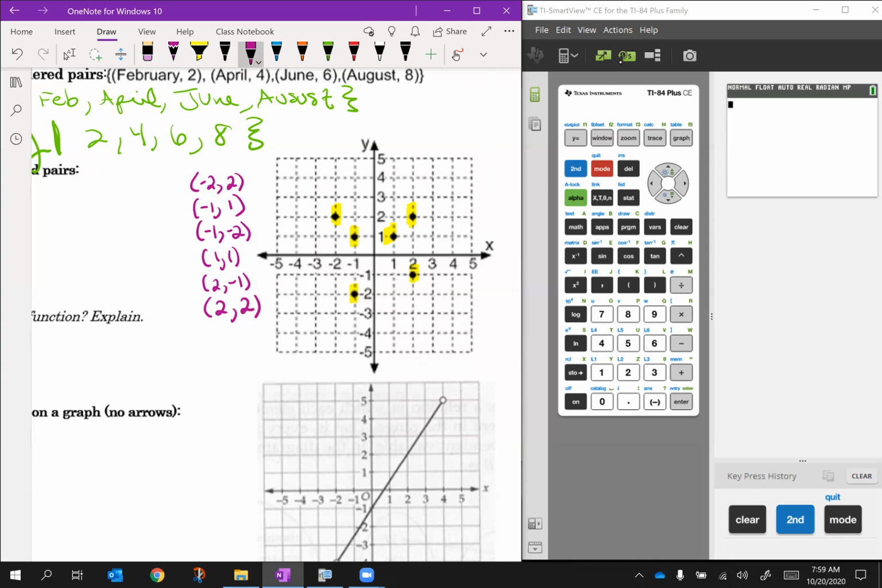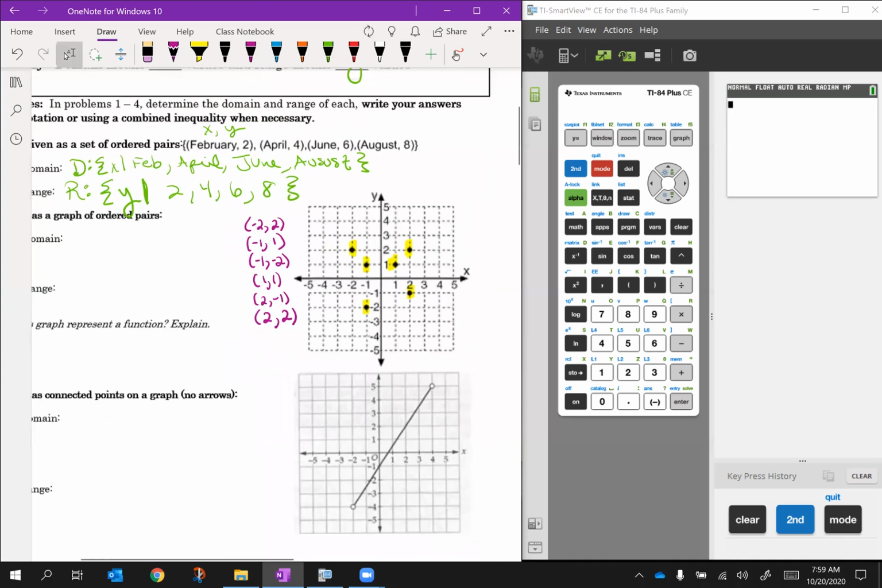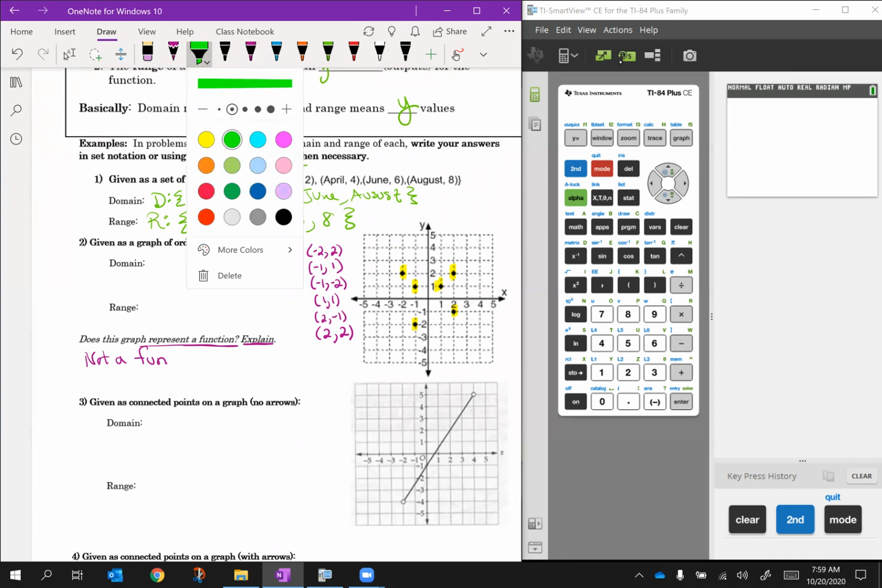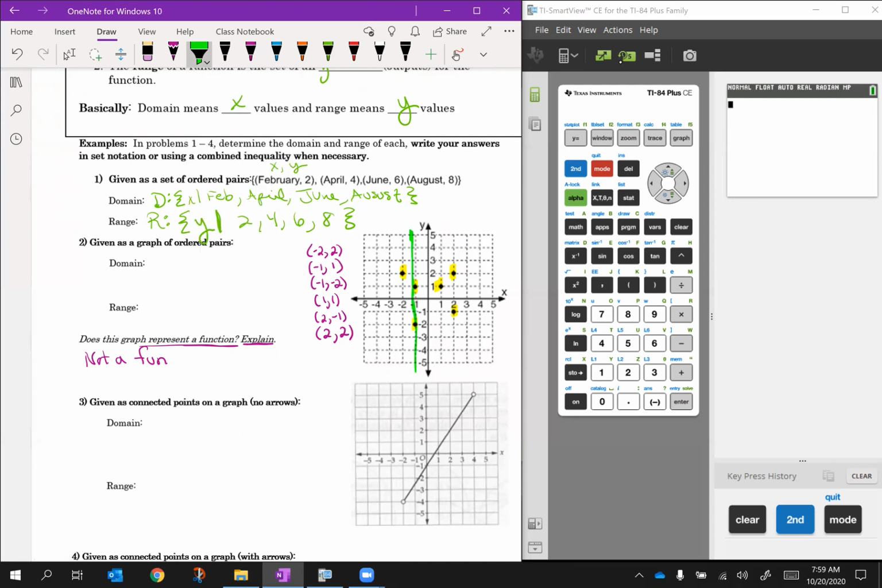What do you notice about this? You are correct. Does this graph represent a function? Explain. We cannot have repeating x values, so domains can't repeat. Let's do that one first. Not a function. Do you see how it doesn't pass the vertical line test? So if I were to take a vertical line and draw it here, I'm hitting 2 points, and here I'm hitting 2 points. That can't happen to be a function. So not a function. You could say because it does not pass the vertical line test, or you could say because each input has more than one output.